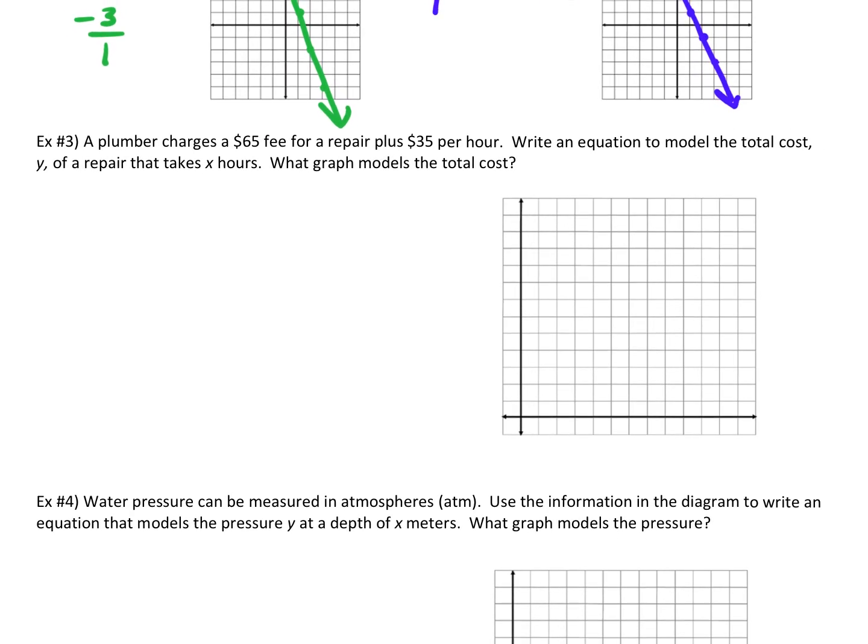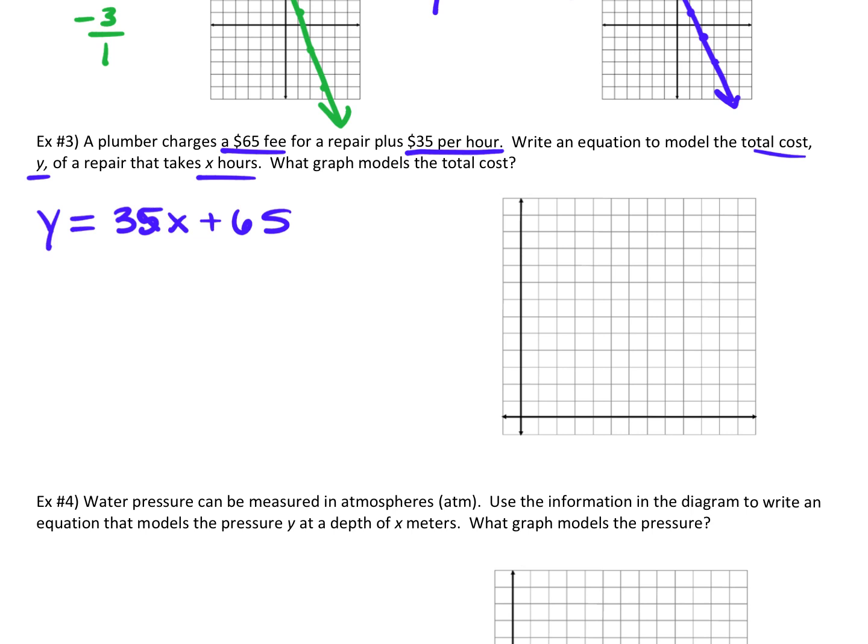It says a plumber charges a $65 fee for a repair plus $35 per hour. Write an equation to model the total cost, Y. Okay, so cost is Y for X hours. Anyone tell me what that equation will look like? Y equals 35x plus 65. Oops, 35x plus the $65 fee. Okay, $35 per hour. Remember, per means you're multiplying by the number of hours, right? So it looks like this.